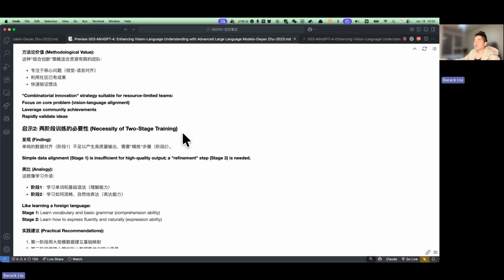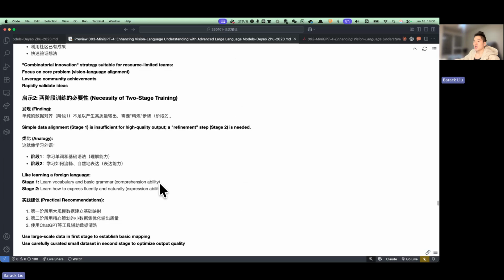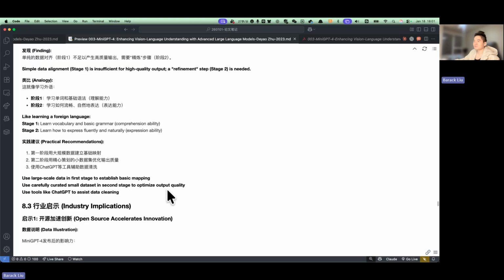Insight 2: necessity of two-stage training. Simple data alignment, stage 1, is insufficient for high-quality output. A refinement step is needed. Like learning a foreign language, stage 1 is learning vocabulary and basic grammar, which is comprehension ability. Stage 2 is learning how to express fluently and naturally, which is expression ability.